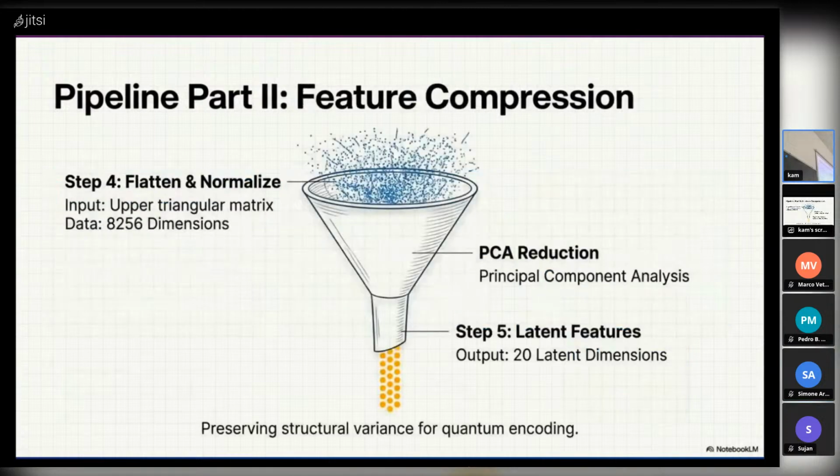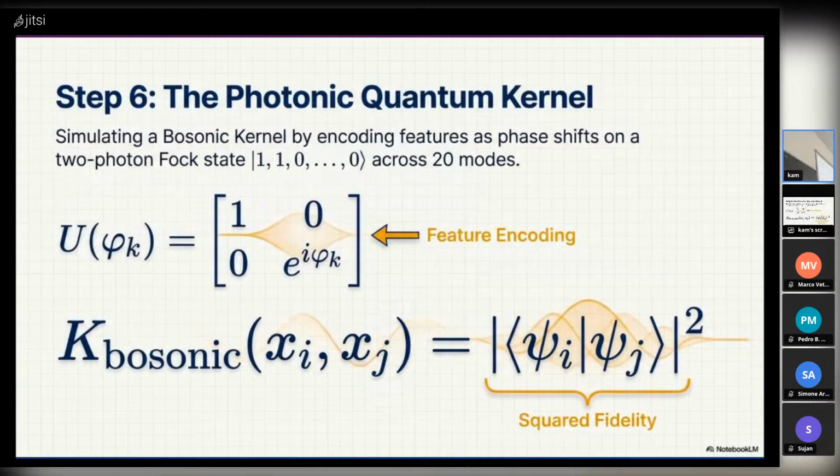But this is still too large. It's an upper triangular matrix, and then the dimension is 8,000. It's horrible. I already told you that for the quantum kernel, you cannot have too high dimensions, so you need some reduction, and there can be many reductions. One of them is called PCA. Then you reduce it, so now your input dimension is 20, from 8,020. And then you do the feature map.